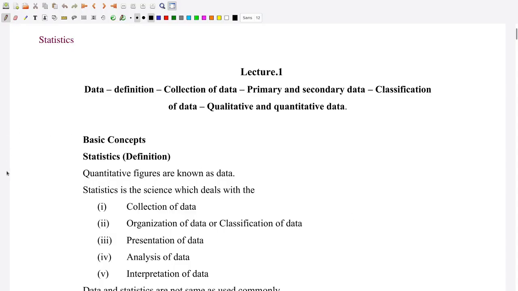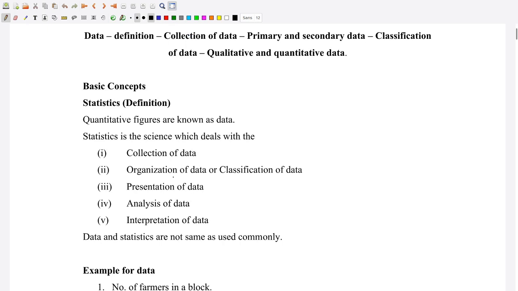So let us first discuss the basics of statistics. So why do we need statistics first thing? Or what is statistics? So you can see this definition. It is the science that deals with collection of data. So firstly, you have to collect the data.